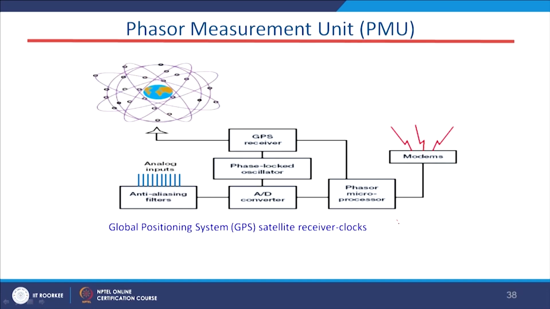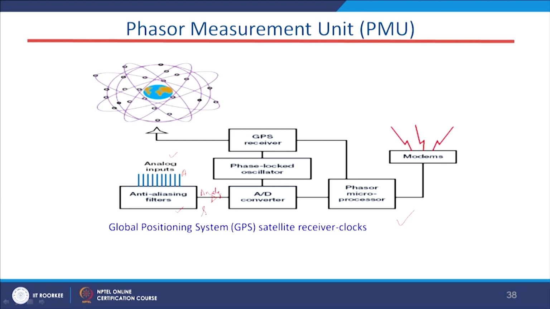This is the basic block diagram of the PMU. We have first the analog inputs, which are the voltage and current signals, and these pass to the anti-aliasing filters. We will discuss the function of this anti-aliasing filter. Then it will go to the ADC converter. Still, the signal is analog here, and even the signal at the output of this anti-aliasing filter is analog in nature.